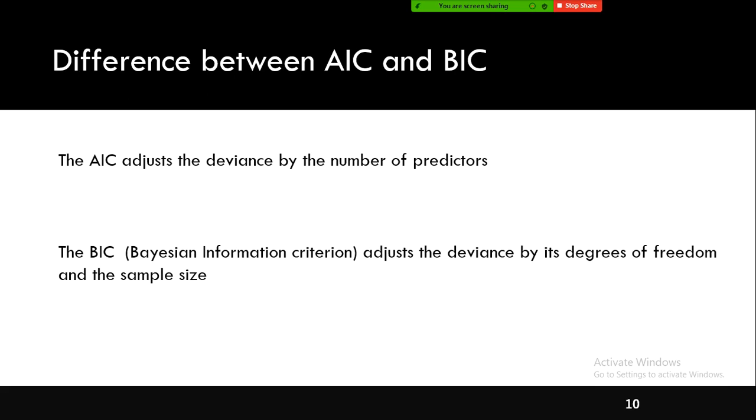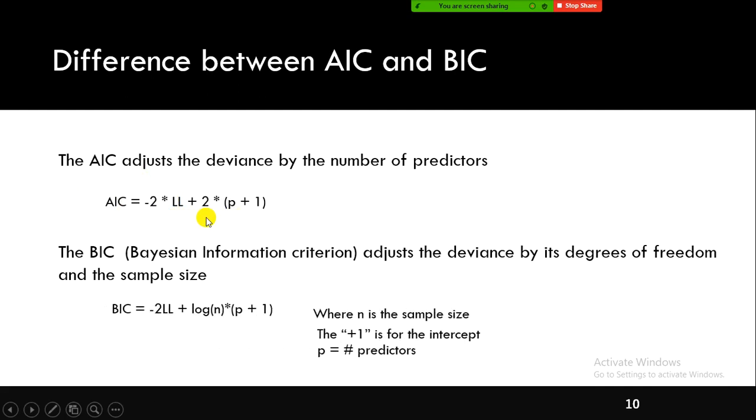Now the question is, why are there two metrics, AIC and BIC? What is the difference between these two? The AIC adjusts the deviance by the number of predictors, whereas in this case BIC adjusts the deviance by its degrees of freedom and the sample size. What do you mean by degrees of freedom? Sample size minus 1, and the sample size. That is the difference between these two.